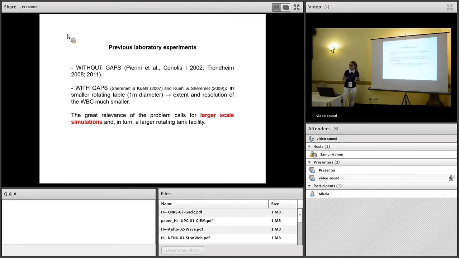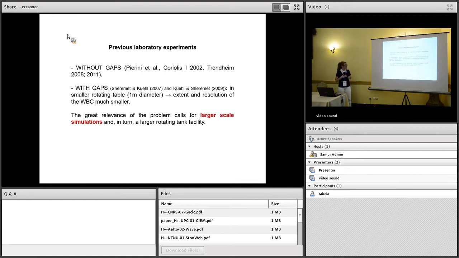There have already been previous experiments conducted in the old Coriolis platform by Pierini, investigating these western boundary currents without gaps. And more recently, 10 years ago, from Chermet and Kuhl, there have been other experiments, but in a smaller-scale installation on a rotating tank of 1 meter diameter, which were the first to investigate the effect of an interacting jet with gaps.